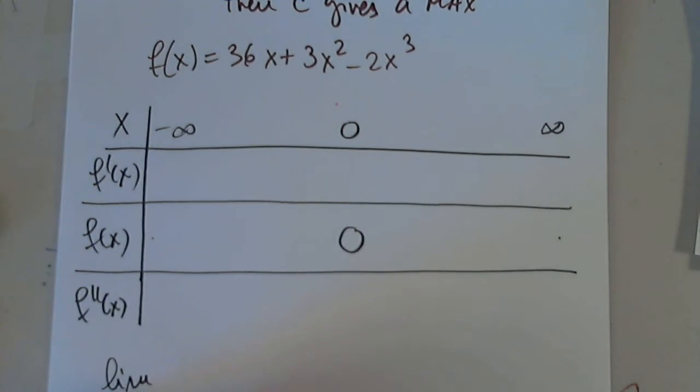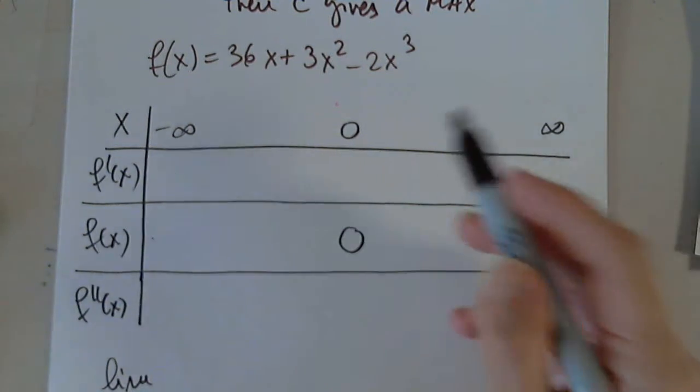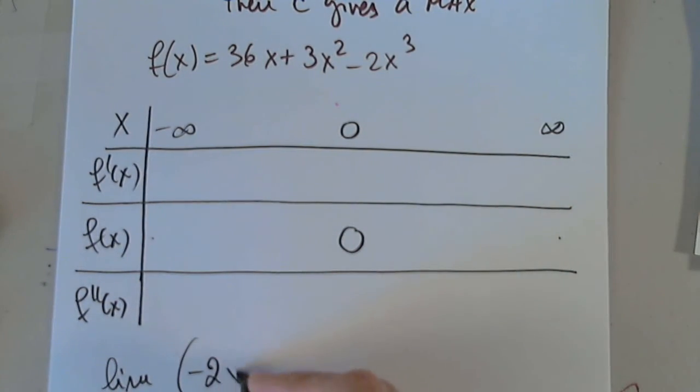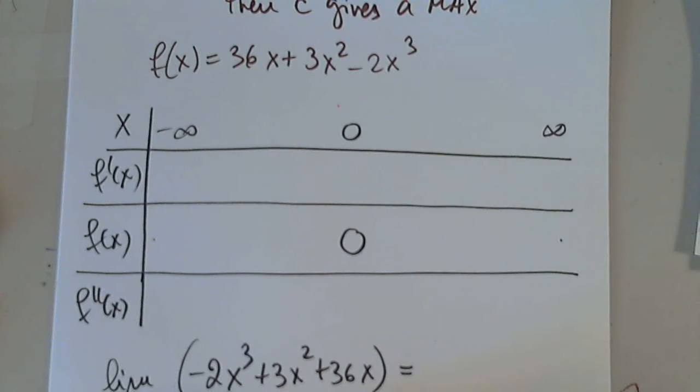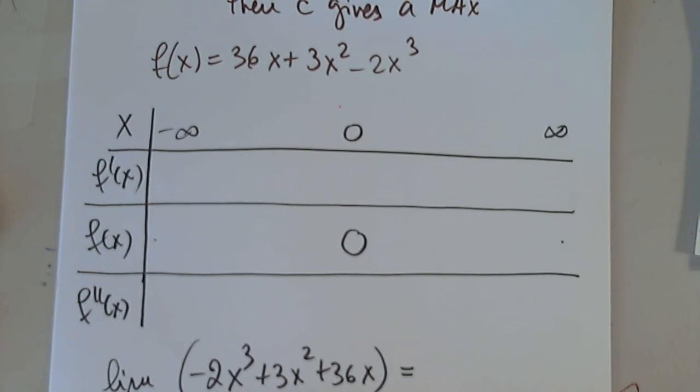So the limit as x approaches negative infinity of negative 2x to the third plus 3x squared plus 36x, and the limit as x approaches infinity of negative 2x cubed plus 3x squared plus 36x. And then the x-intercepts. Can anyone give us these limits? As x approaches negative infinity, y also approaches negative infinity, and as x approaches infinity, y approaches infinity.